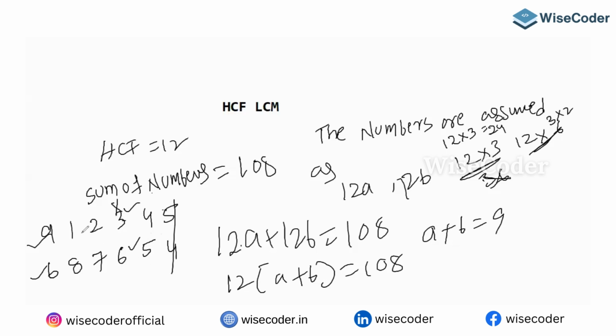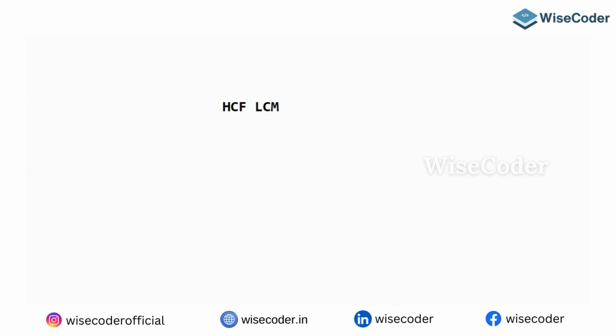4 and 5, is there any common factor? No. 2 and 7, any common factor? No. 1 and 8, any common factor? No. So you have to say there are only 3 pairs. This is how you can do your HCF part. Always think factor, which means which divides completely. Which divides completely is going to be your answer.